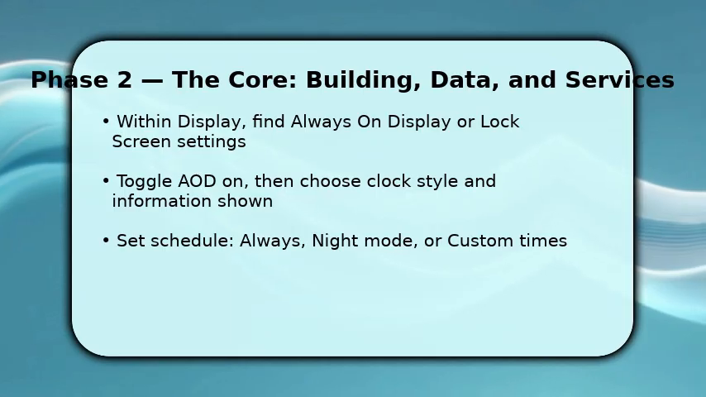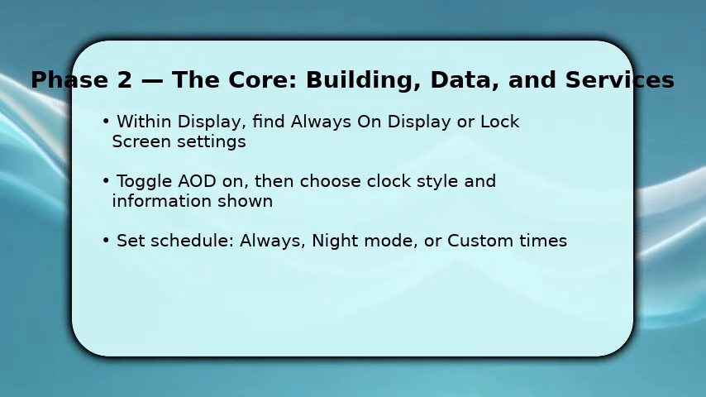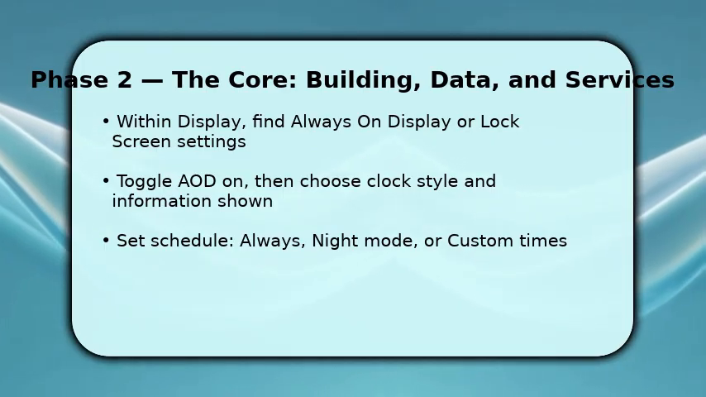Select always, night mode, or a custom time window to limit screen-on minutes. Make sure to preview if the style looks dim. Adjust brightness or reduce displayed items so the phone balances visibility versus power.